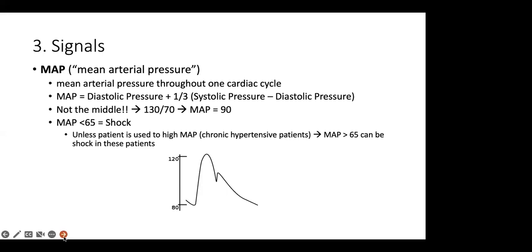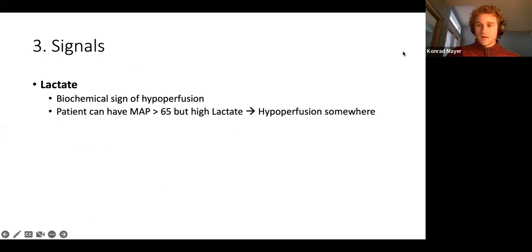So hypoxia is the reason why we have lactate. Lactate is the biochemical sign of hypoperfusion and hypoxia of tissue. So as I mentioned, some patients will not have a positive shock index, and they will have a MAP over 65. But if we look at their lactate, it will be high. So that means that somewhere there's hypoperfusion.